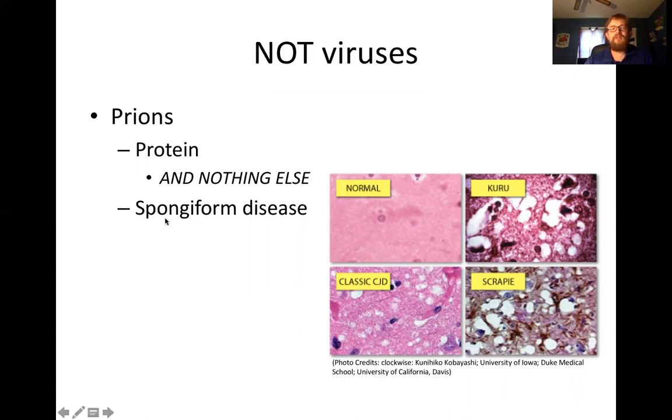But spongiform, right? Think about a sponge. A sponge has a lot of holes in it, regardless of your A&P background. This is neuronal tissue with holes, and holes in your neuronal tissue are not a good thing. So there are a lot of severe symptoms that ultimately result in death if you develop a prion disease.